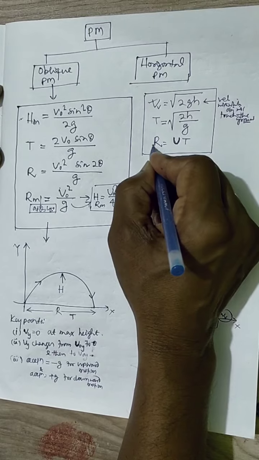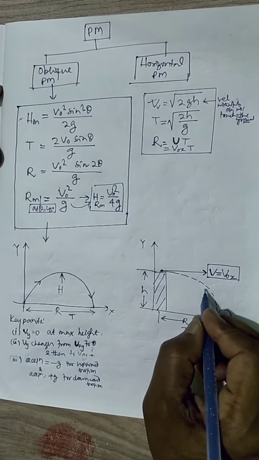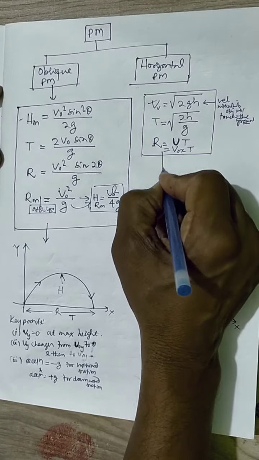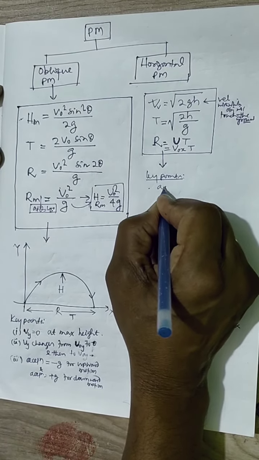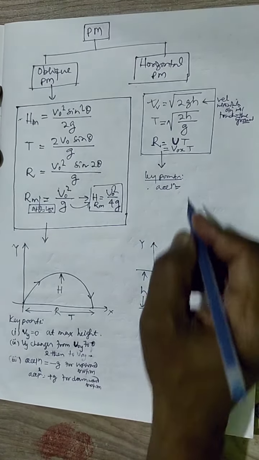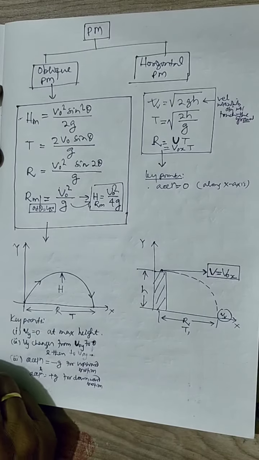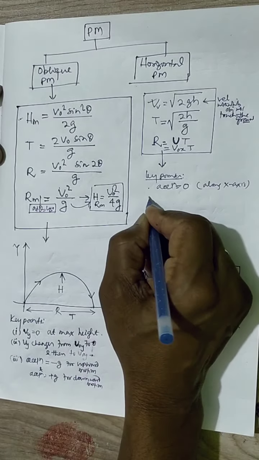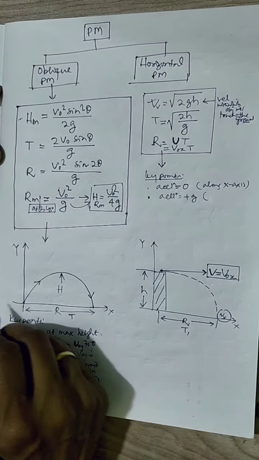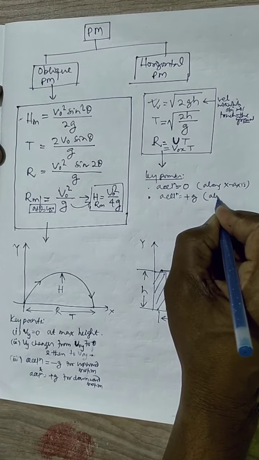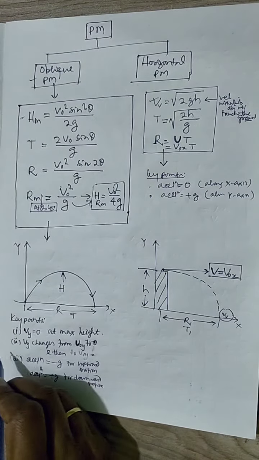Now, this r becomes v0 t, or v0x t. v0x is the velocity that remains constant, because the key point here is that acceleration along the x-axis, or parallel to the ground, is 0, and acceleration is equal to plus g along the y-axis, or perpendicular to the ground.